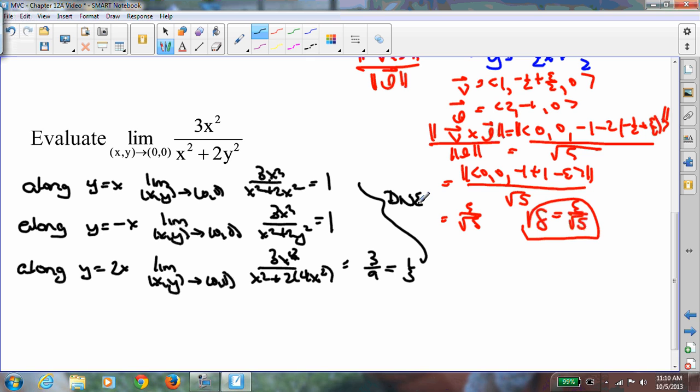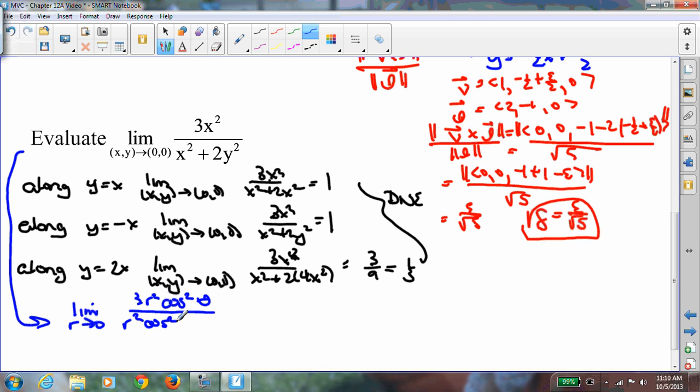Now, since this one is also as x, y approaches 0, 0, I can also convert this to polar. So in terms of polar, it becomes the limit as r approaches 0 of 3r squared cosine squared theta all over r squared cosine squared theta plus 2r squared sine squared theta. But notice all the r squareds cancel out, and we're left with 3 cosine squared theta all over cosine squared theta plus 2 sine squared theta, which changes with every possible value of theta, and so this is another way to show that the limit does not exist.